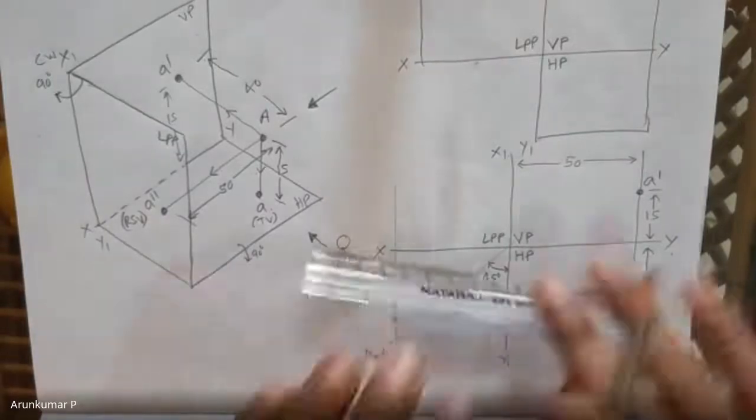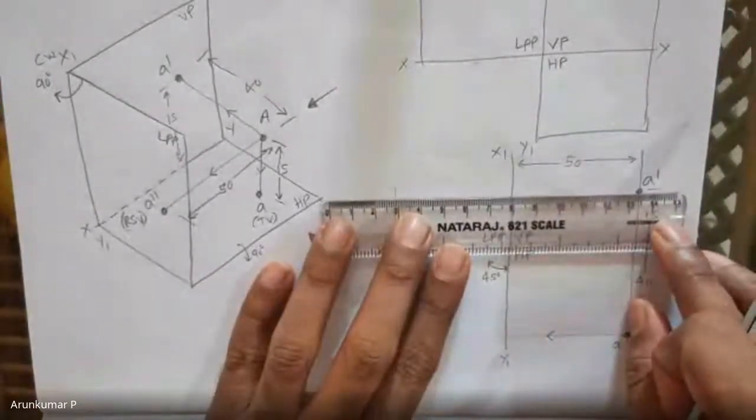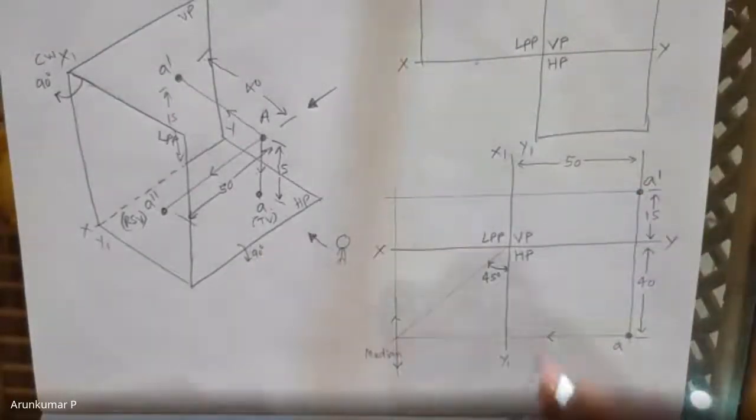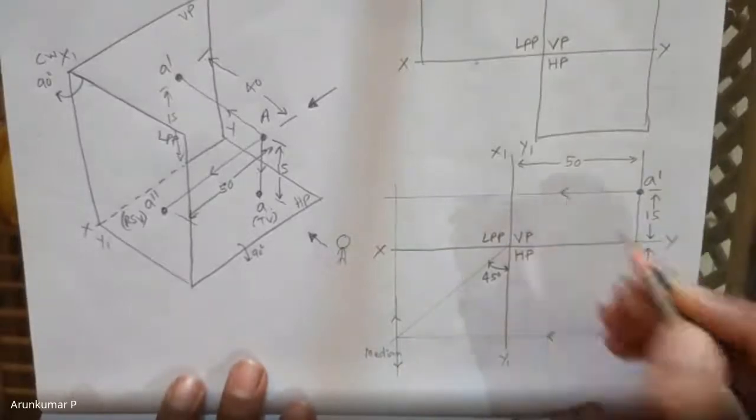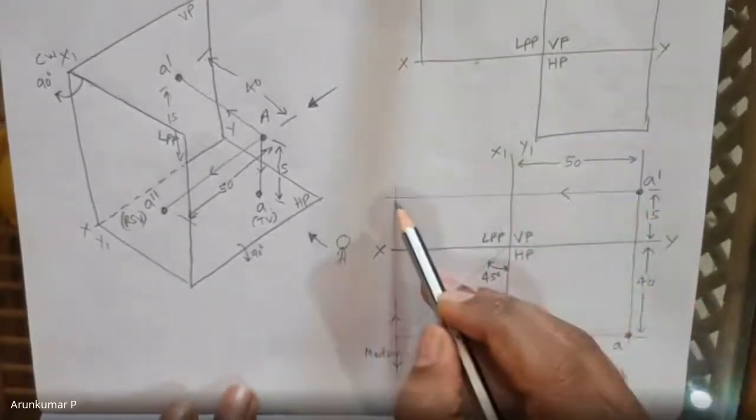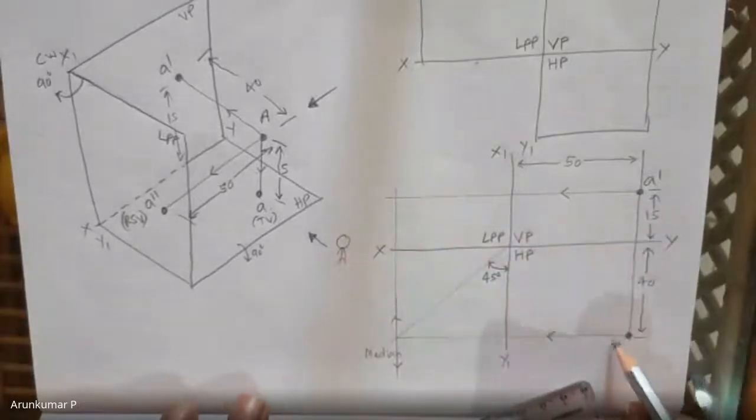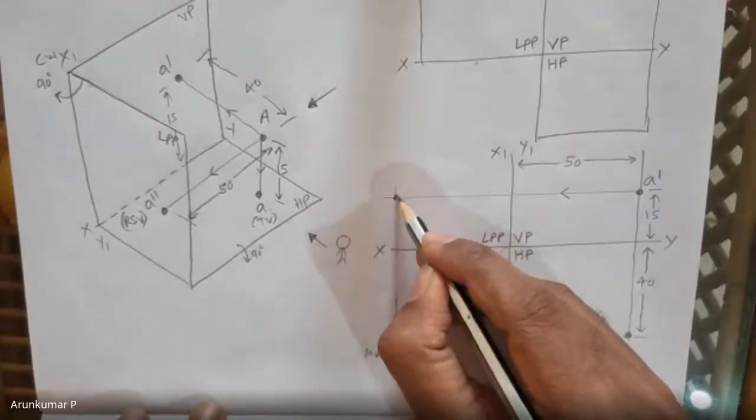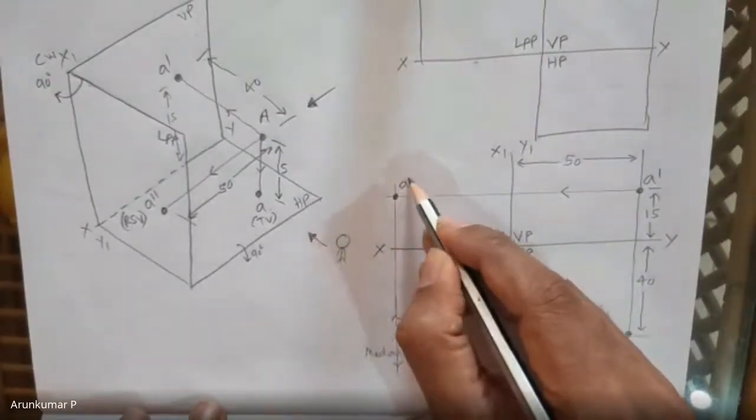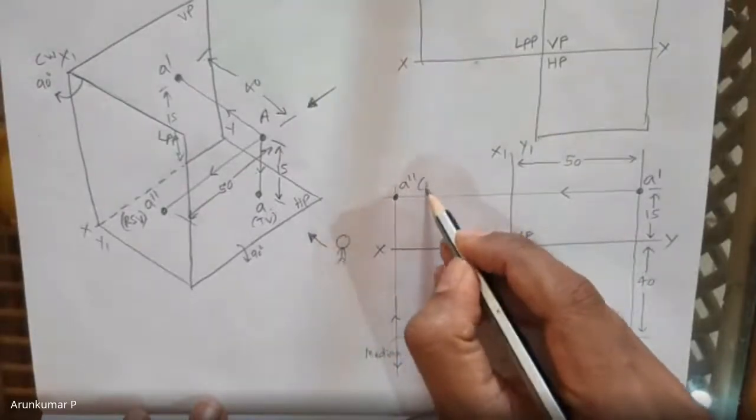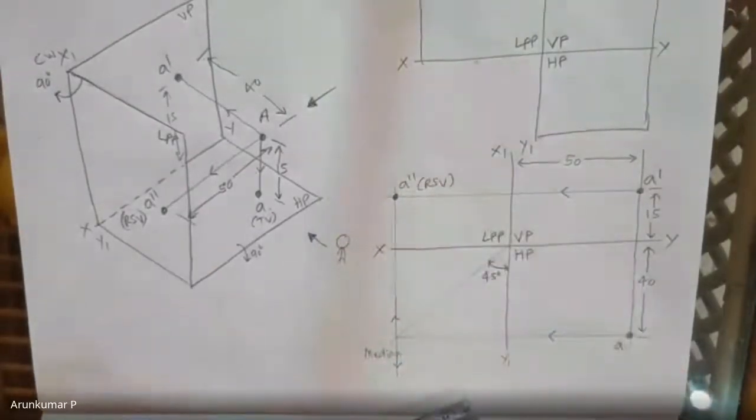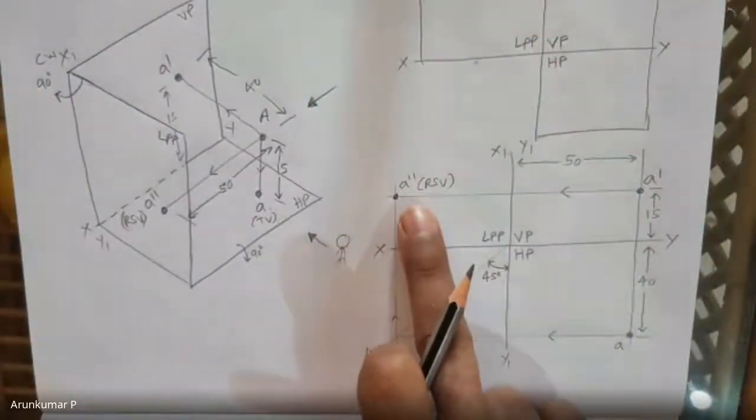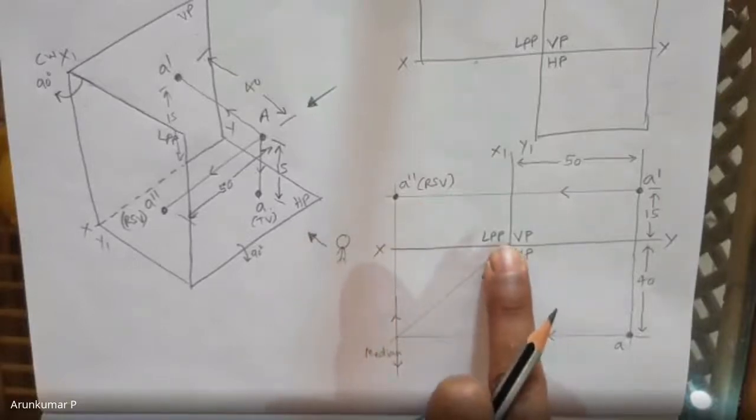And make it intersect with the projection of the front view. Project A dash. So the projector of the front view A dash and the projector of the top view A are going to intersect at this point. This is A double dash, your right side view. You observe, you are looking from the right. So this is a right side view on the left profile plane.